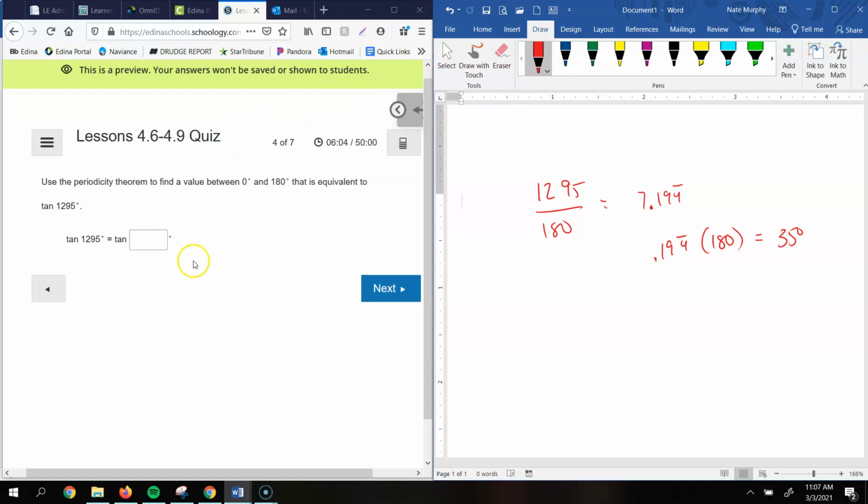Now, if you got an answer of 215 degrees, well, there's a couple things that's wrong with that. If you got an answer of 215 degrees, it means that you used 360 instead of 180. So you got to remember that the tangent function repeats itself every 180 degrees. So you got to divide by 180 instead of 360. The other indicator that that would be wrong is because it says here to find a value between 0 and 180. So even though the tangent of 1,295 degrees technically would give you the same value as a tangent of 215 degrees, the problem is 215 is greater than 180. So a couple indicators there that you would have had the wrong answer if you had 215.